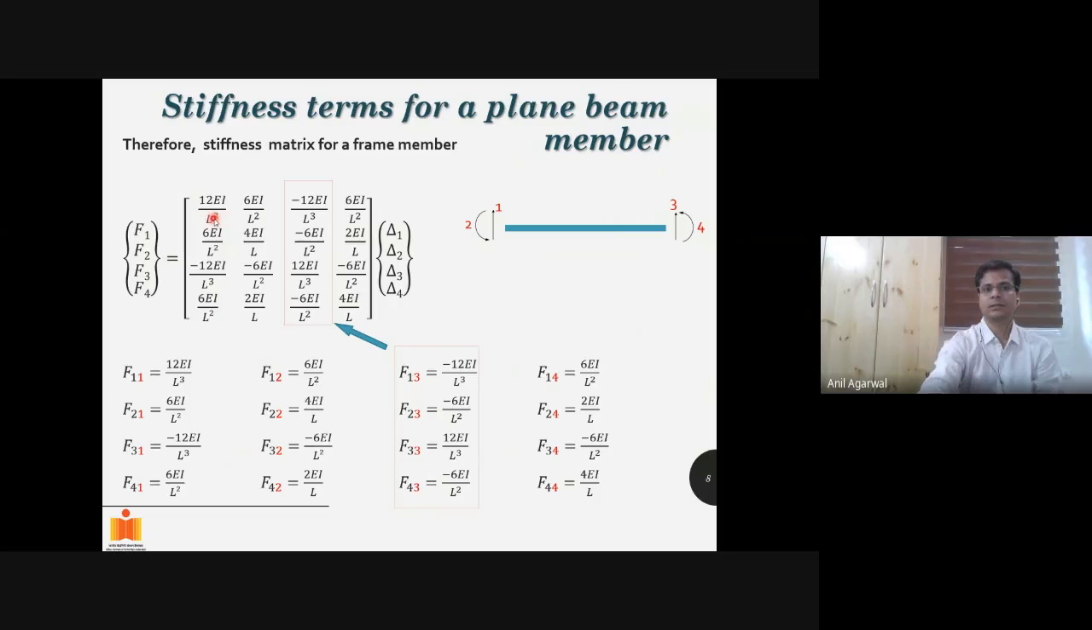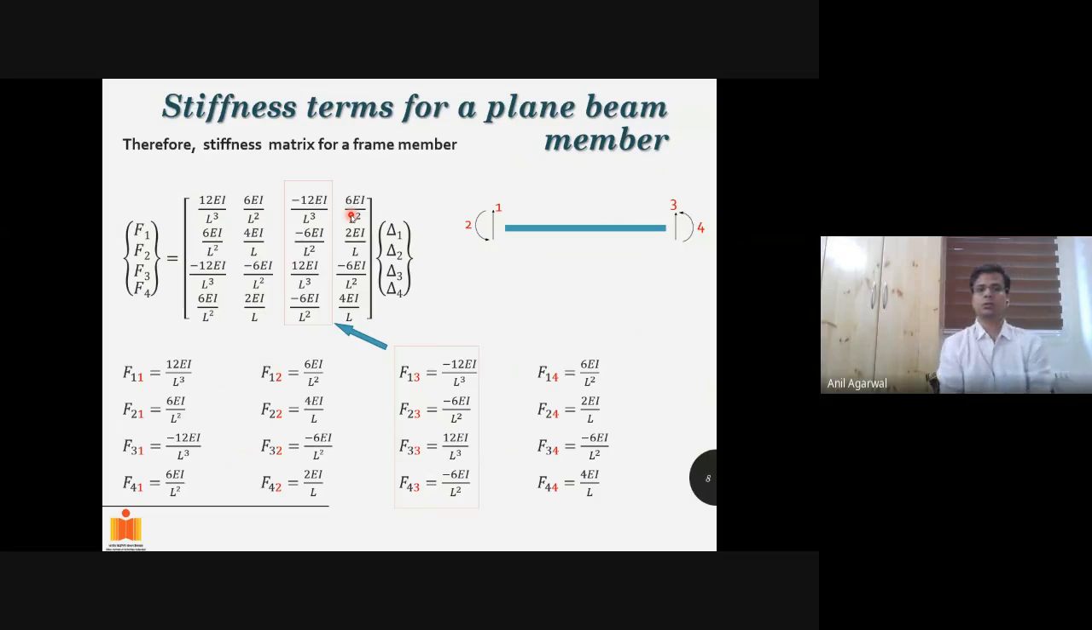Now, if you look closely at this stiffness matrix, the terms of this stiffness matrix are symmetric, right? So you got 6 EI by L square here, you got 6 EI by L square here. So diagonally opposite terms are equal. Minus 12 EI by L cube, minus 12 EI by L cube, minus 6 EI by L square, minus 6 EI by L square, minus 6 EI by L square, minus 6 EI by L square, 2 EI by L, 2 EI by L, 6 EI by L square, 6 EI by L square.